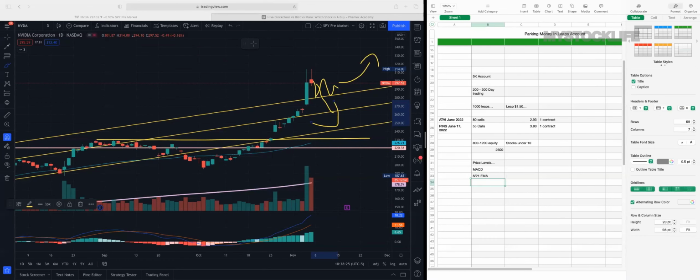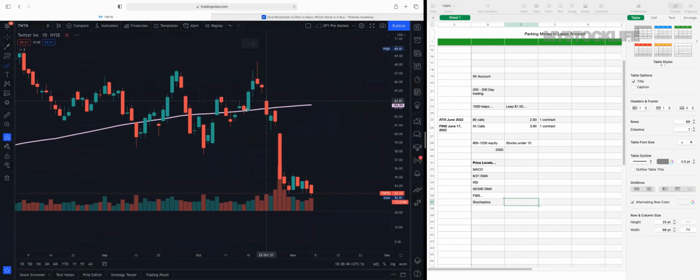On 8 and 21 EMA, RSI, and then 50 and 200 DMA, and I will do fibs when needed. It depends. But for me, the most important is price level, right? And then stochastics I use here and there, right? If I'm looking for LEAPS or something, I might use stochastics. Now, one of the LEAPS I am in is in Twitter.